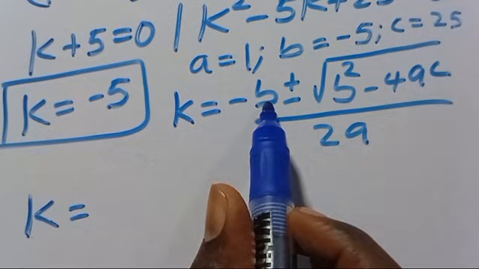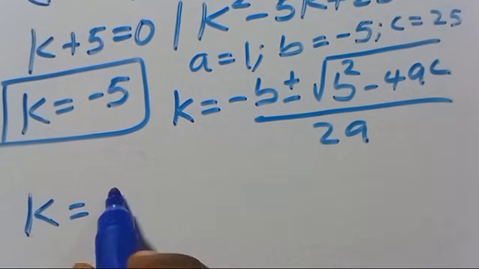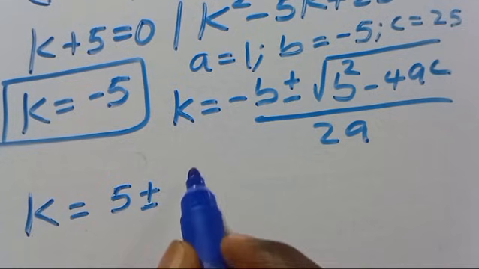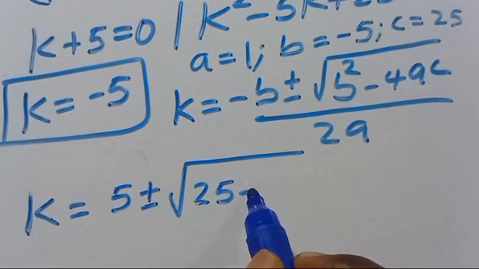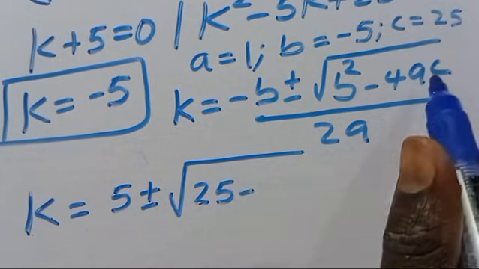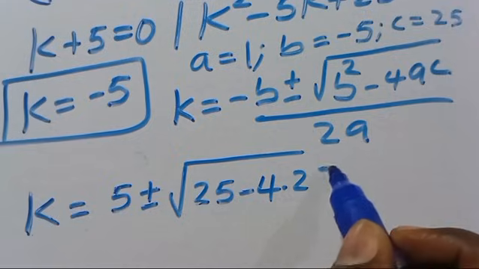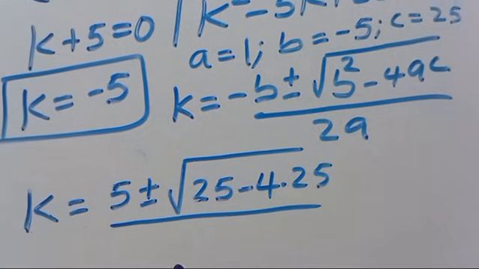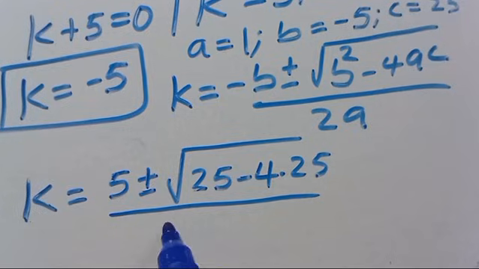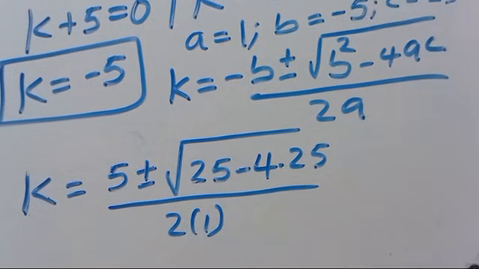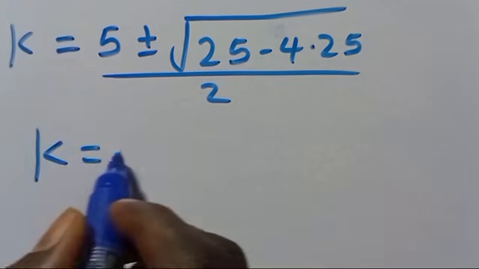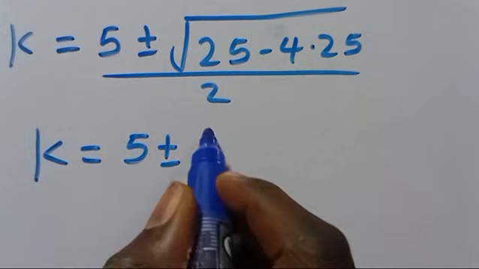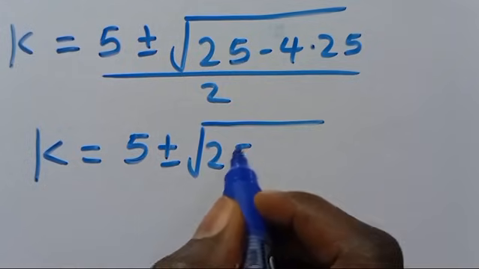Already here is minus b, here is minus 5. So here will be 5, positive or negative, root of 5 squared, which is 25, minus 4 times a, which is 1, times 25, 4 times 25, divided by 2 multiplied by 1. So we have k equals 5 positive or negative root of 25.